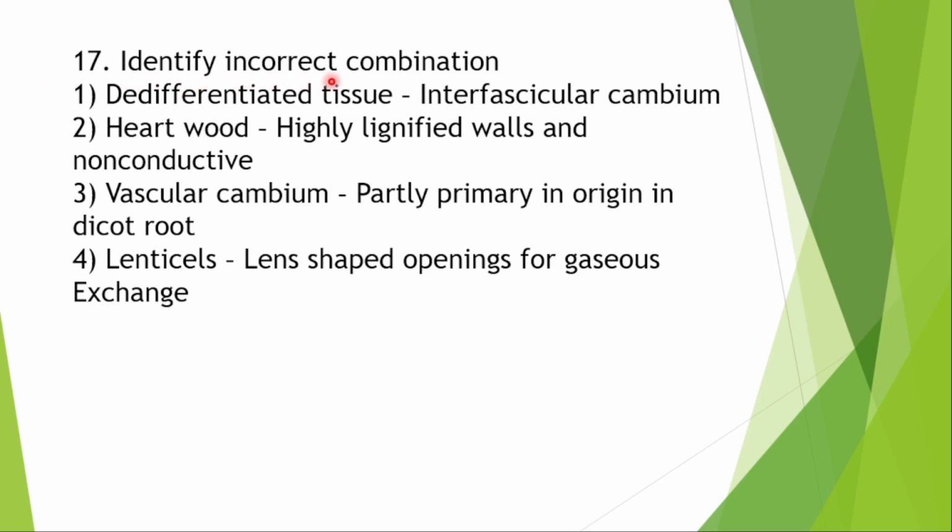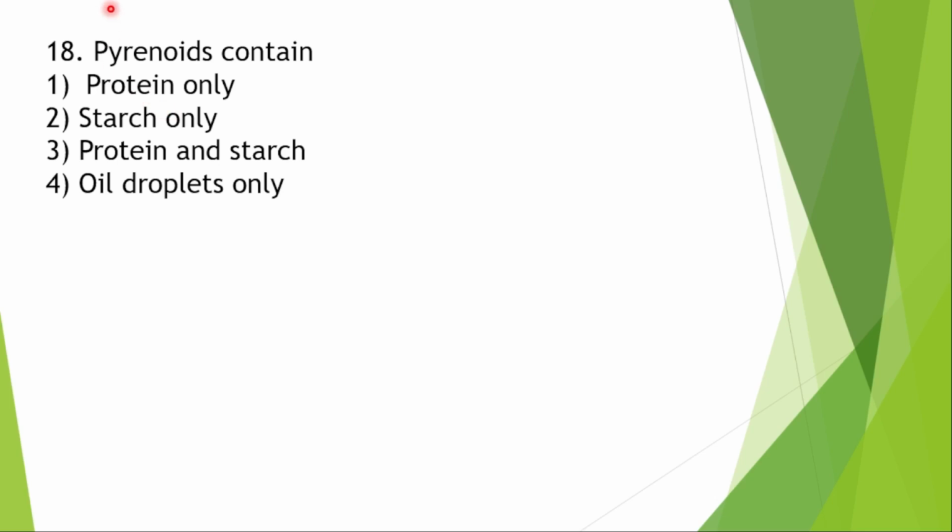17th one. Identify the incorrect combination. Dedifferentiation tissue, interfascicular cambium. Heartwood, highly lignified walls and non-conductive. Vascular cambium, partly primary in origin in the dicot roots. Lenticels, lens-shaped opening for the gaseous exchange. Here the wrong option, that means which one is mismatched, is vascular cambium, partially primary in the origin in the dicot root.